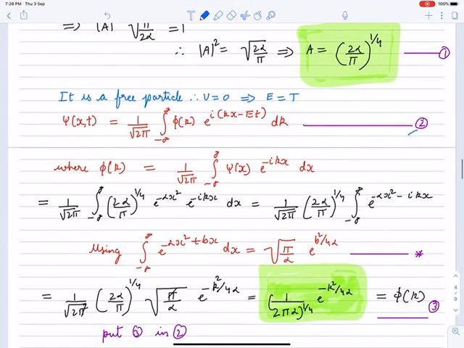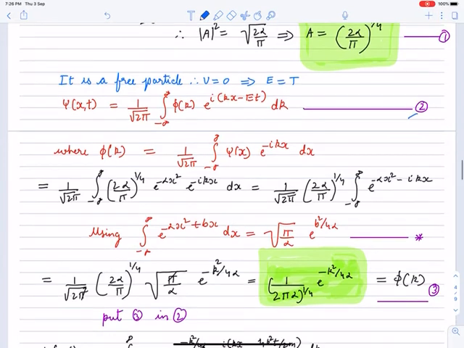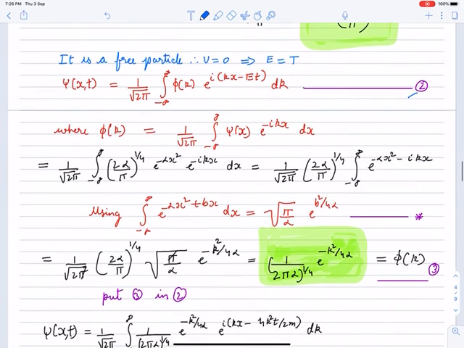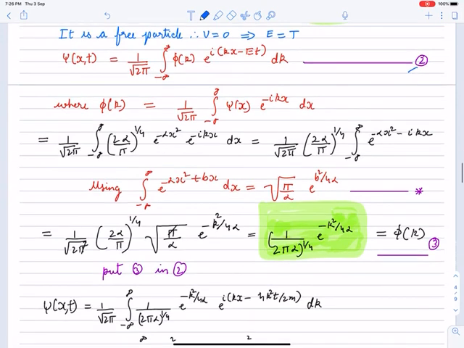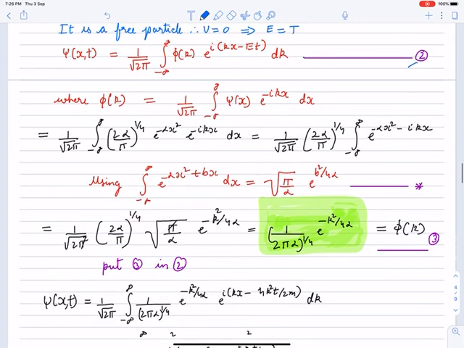So we have to calculate phi k. To calculate phi k, we use the Fourier transformation formula: 1 upon under root 2 pi, integral from minus to plus infinity of psi x e raised to minus i k x dx. When you use this, you will get equation number 3 as phi k, and it is very easy to calculate. You will use this formula. This is also a very important formula. So equation number 3 is this.